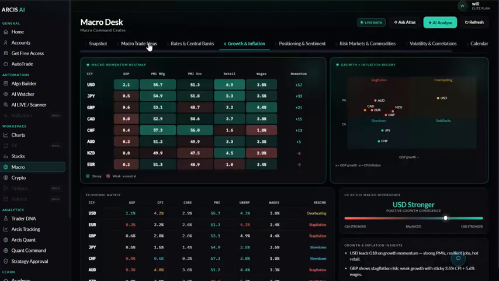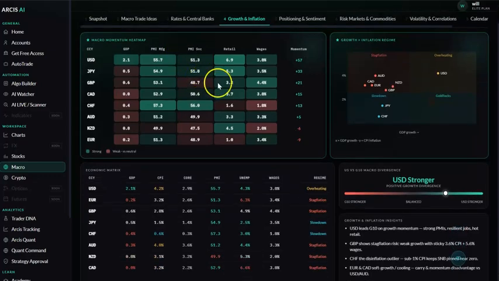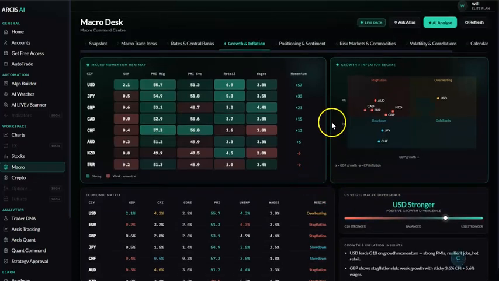Next is just all the growth and inflation data, jobs reports, CPI, core, PMI, and it gauges that against everything. Tells us the stagflation, overheating, Goldilocks, and then slowdown. USD stronger. Just going through all this data, it's saying the USD is stronger, and that is what's happening in the markets at the minute.